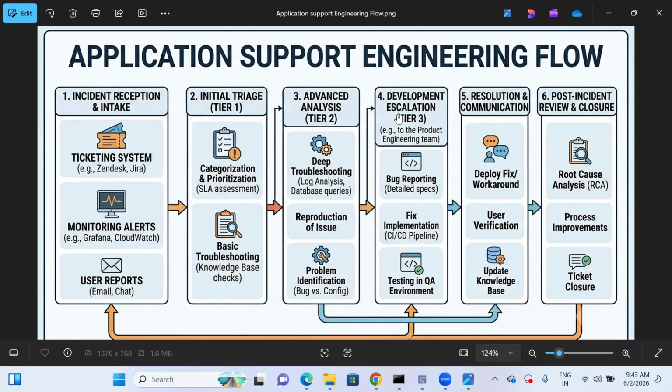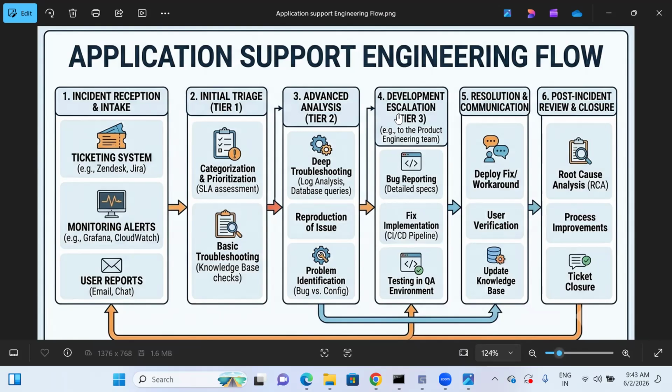The third phase is advanced analysis, where if any issue persists, it will be moved to a deeper investigation, including analyzing the system logs, running database queries, attempting to reproduce the issues, and determining the root causes for any software bug or any configuration errors. Everything will be part of advanced analysis.